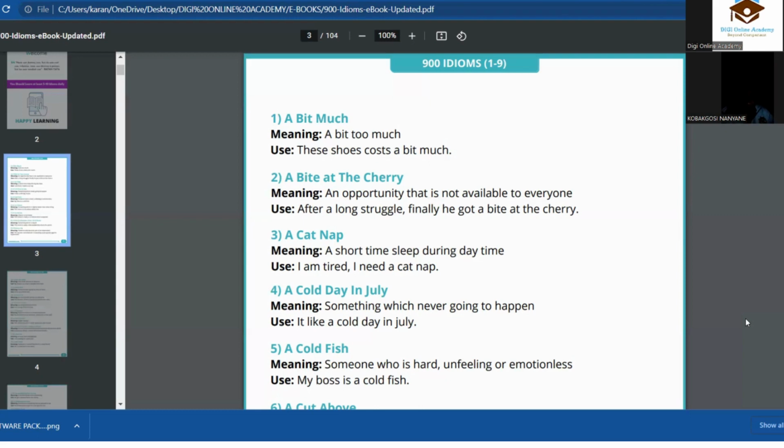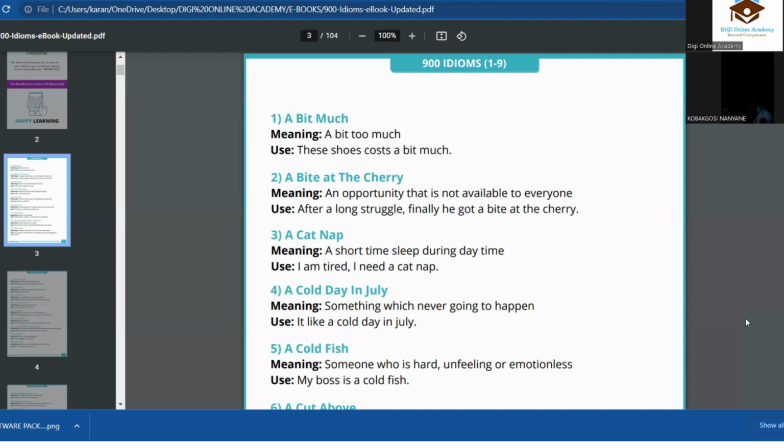The meaning is an opportunity that is not available to everyone. And the use is: After a long struggle, finally he got a bite at the cherry. You understand?